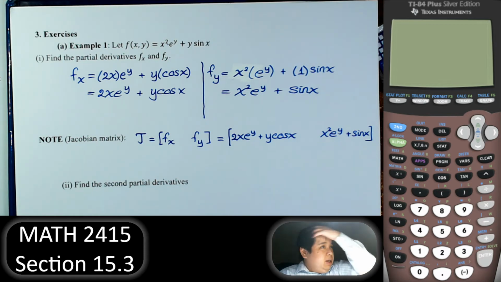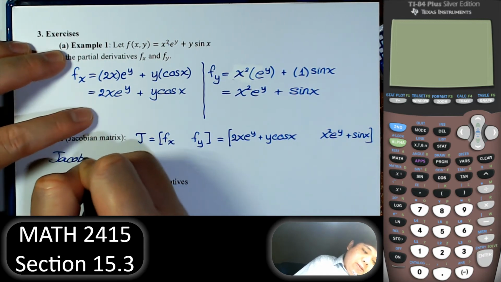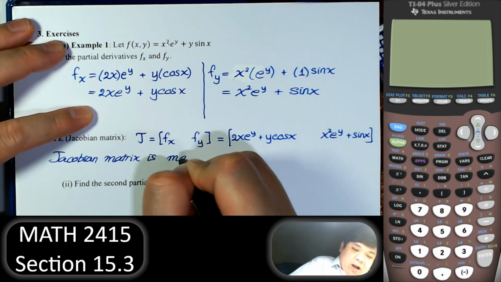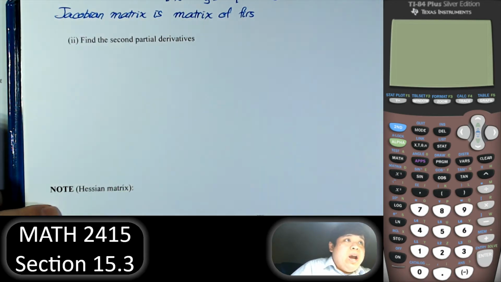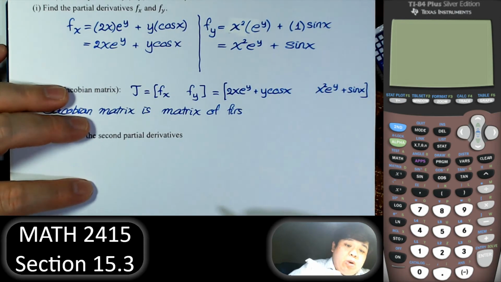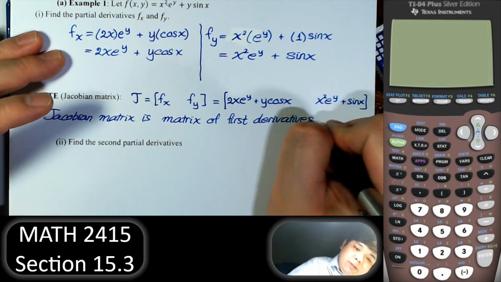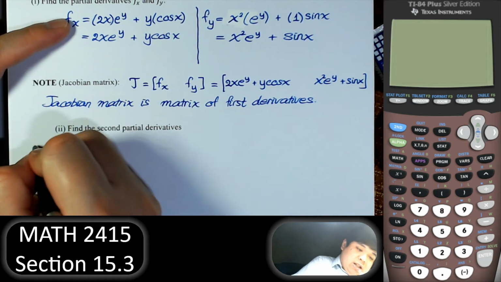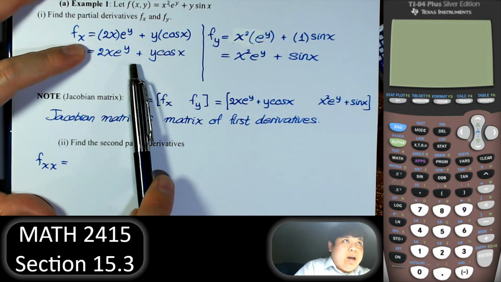Right. And that matrix of first partial derivatives is called the Jacobian matrix. So the Jacobian matrix is the matrix of first derivatives. And then later on we have the Hessian matrix, which is the matrix of second derivatives. Right, second derivative. We already took the derivative with respect to x. Now we're going to take the derivative with respect to x again. The derivative of this with respect to x.